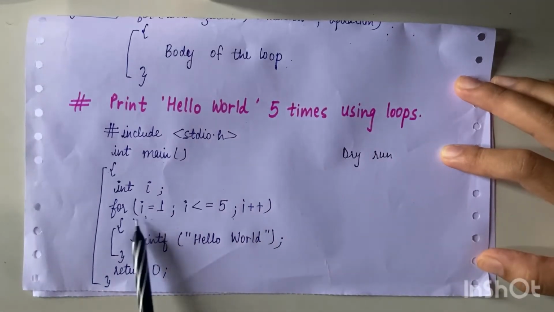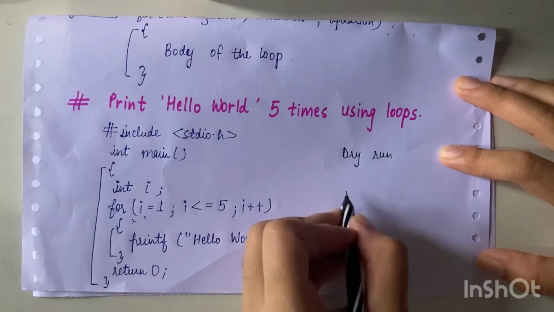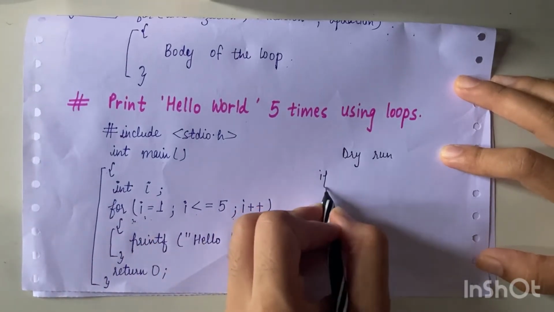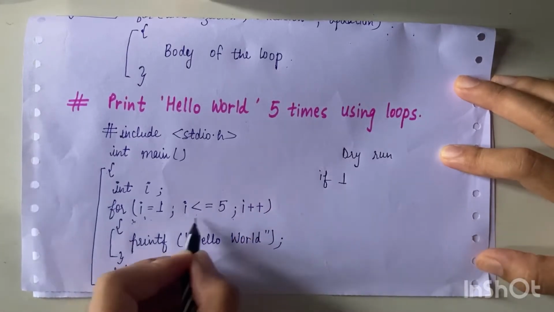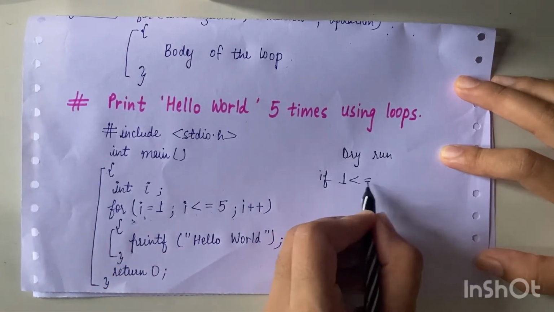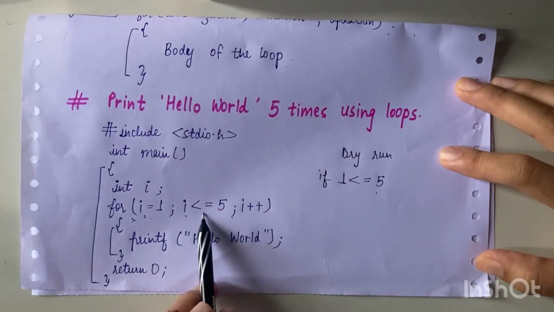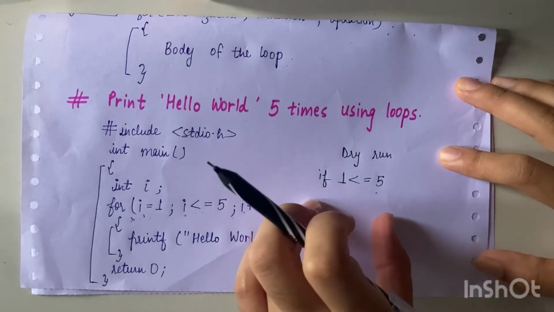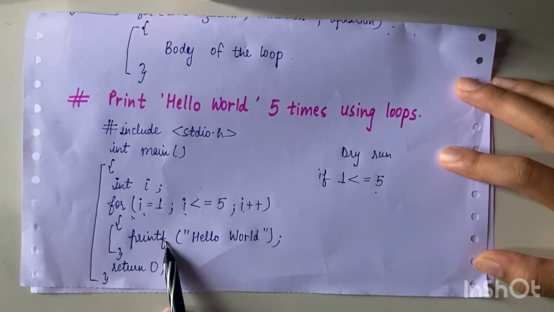So initially we have i equals 1. Now we will check the condition here. I is initially 1, so if i is less than or equal to 5, this condition is true. Only if this condition is true will we get inside this loop.